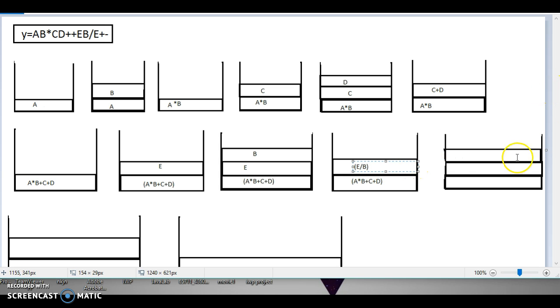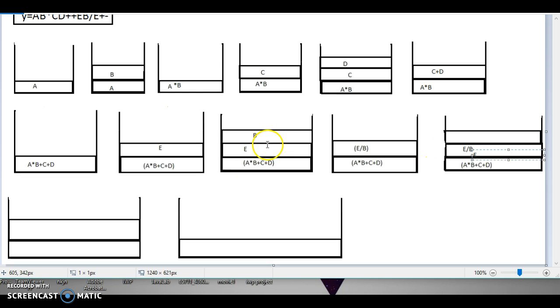Okay, now we have the same. We have A times B plus C plus D, and we have E divided with B. And then now E is thrown inside the container, so E should be here. Now plus is thrown into the container.